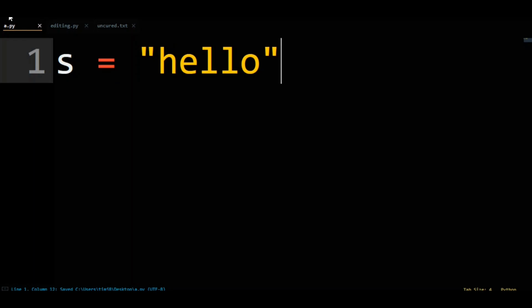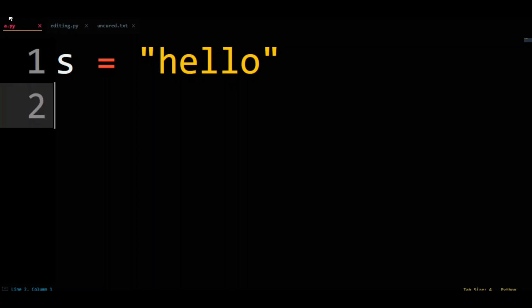Let's give ourselves a string. s equals "hello". What did I mean before about sequence? It turns out Python strings have a sense of order, meaning you can get the first character in the string. To do that, you would do s[0].